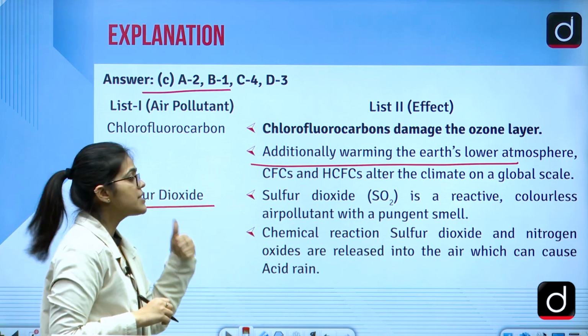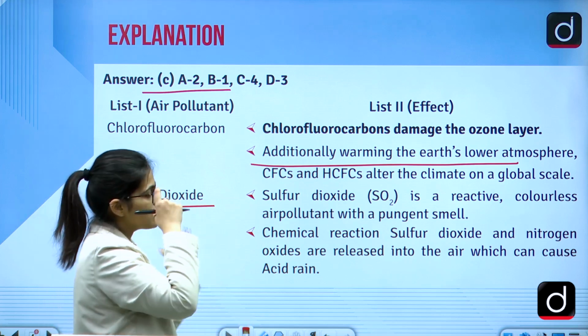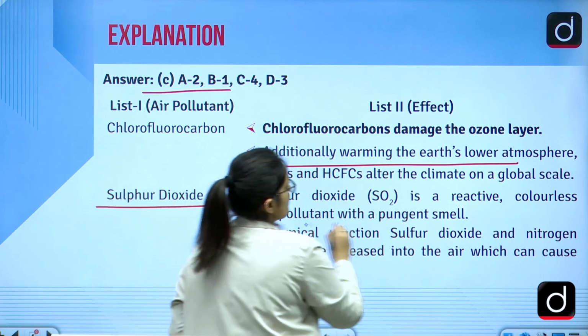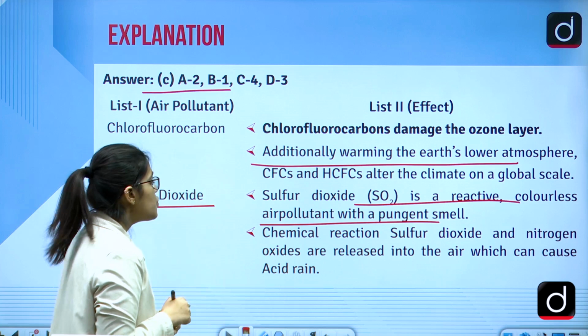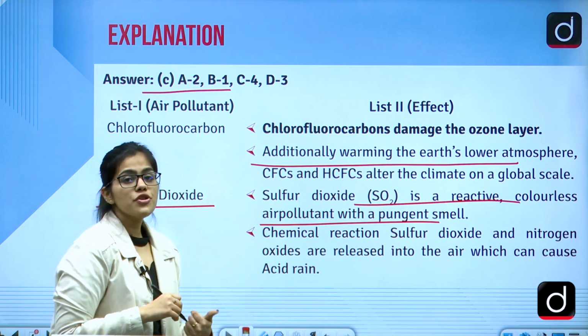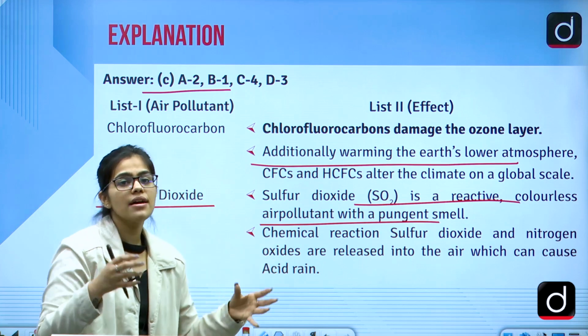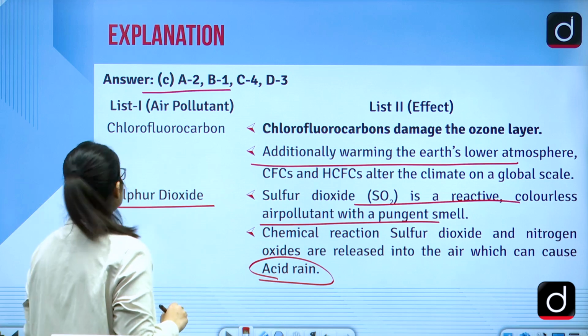Sulfur dioxide, which stands for SO2, is a highly reactive gas, and these are toxic substances. They are colorless in nature, and they also have a very pungent smell. So a few things you should remember about SO2. The chemical reaction of the sulfur dioxide and nitrogen oxides when released in the air will cause what? It will contribute to the making of the acid rain.